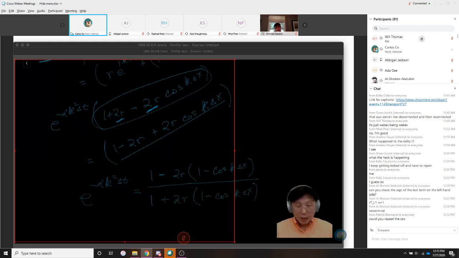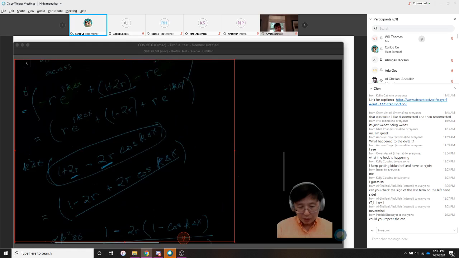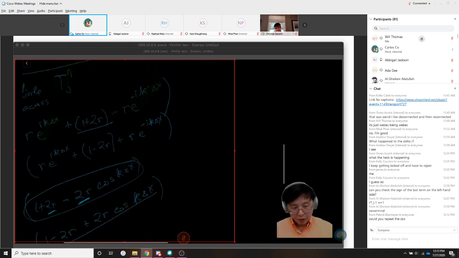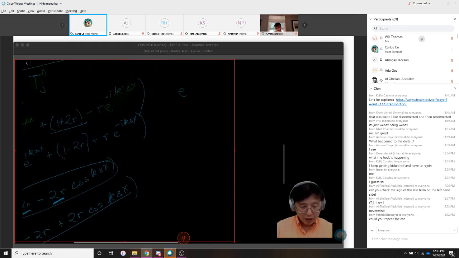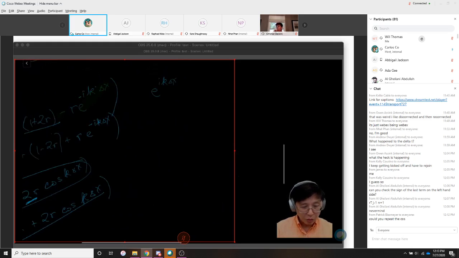Can you repeat the cosines? Oh, definitely. So for example, if you're having difficulty with this and that, remember, e to the i x, e to the I k delta x, that thing is equal to a cosine I k delta x.